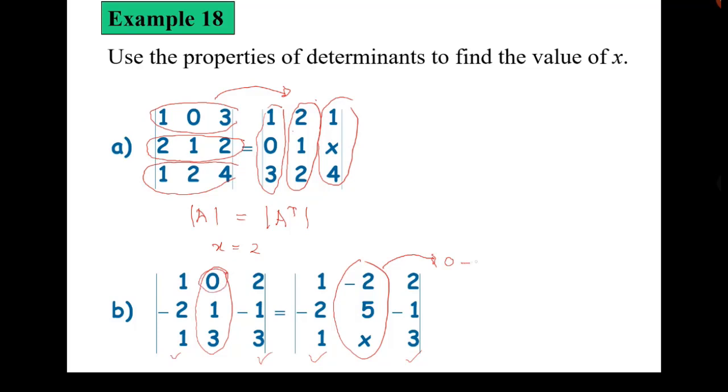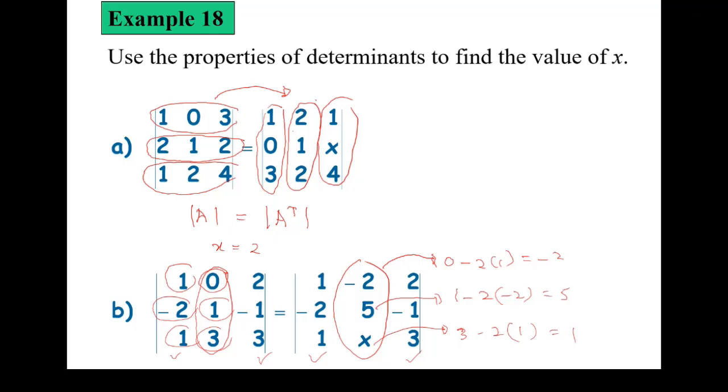To get negative 2, it is 0 minus 2 times 1, which is equal to negative 2. To get 5, it is 1 minus 2 times negative 2, which is equal to 5. Therefore, x should be 3 minus 2 times 1, which is equal to 1. Therefore, x equals 1.